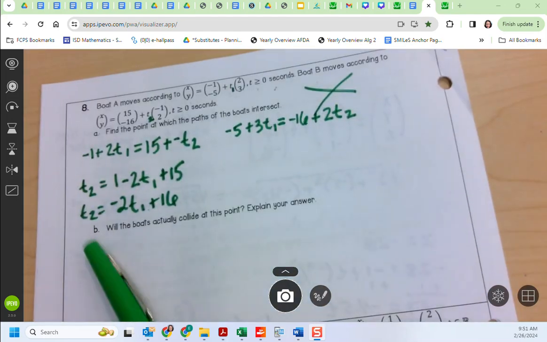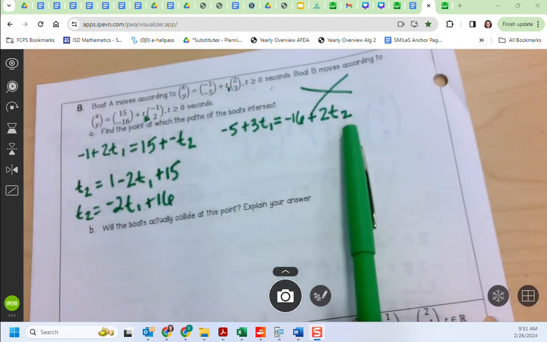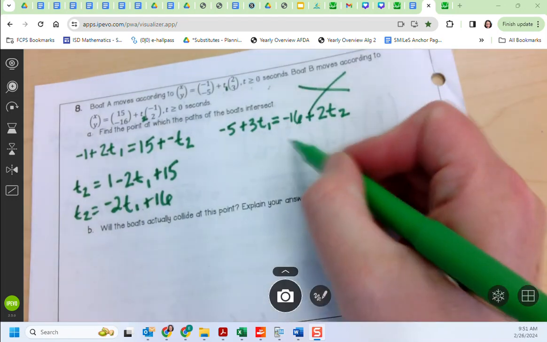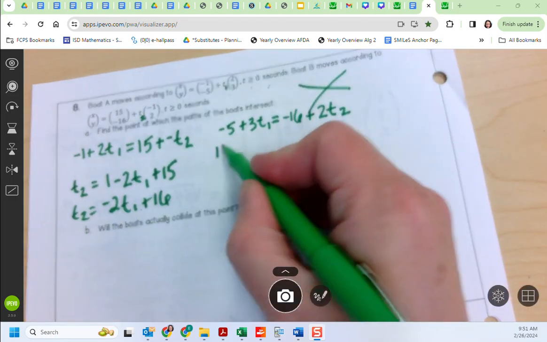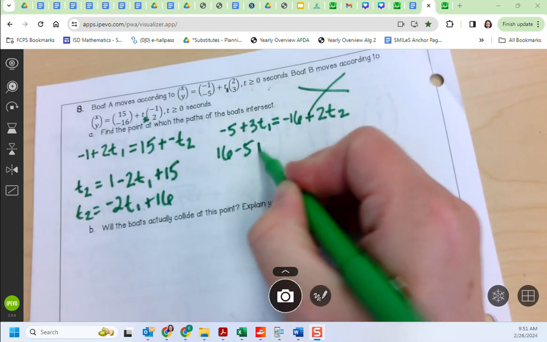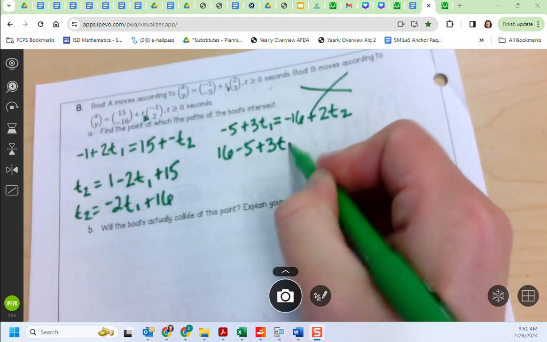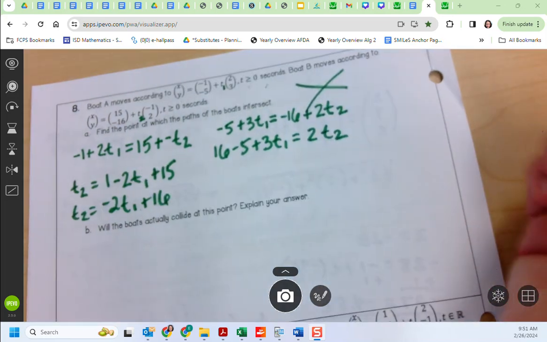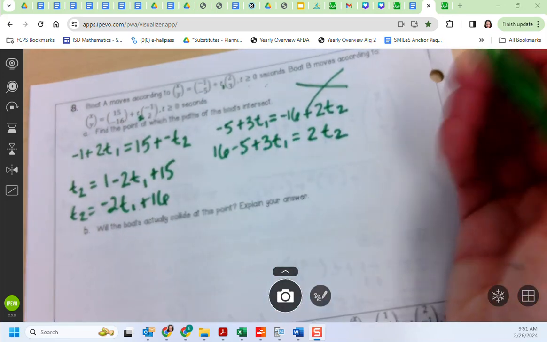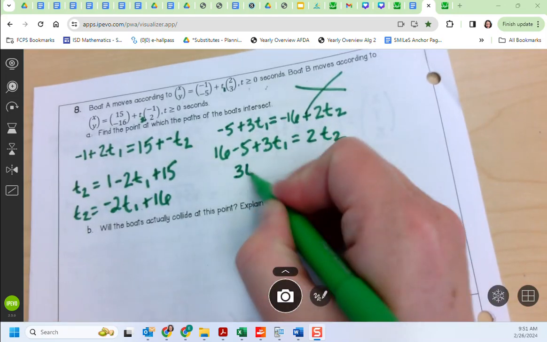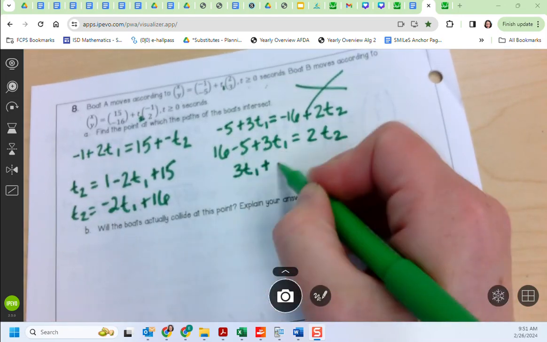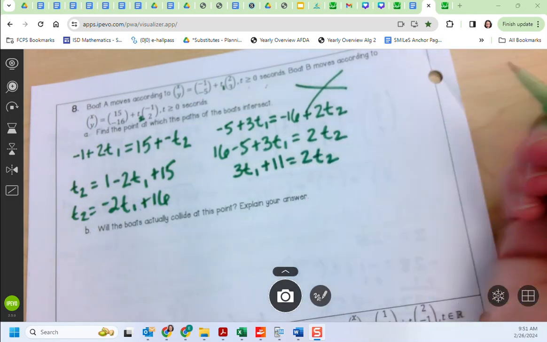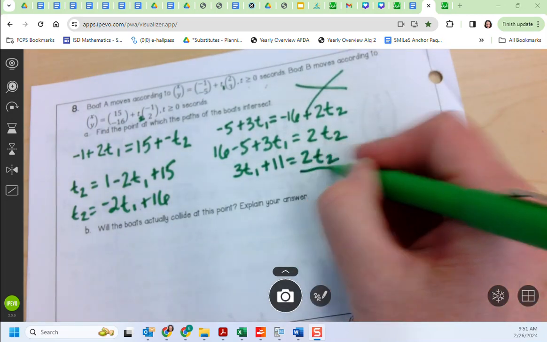And since I isolated t sub 2 here, I'm going to do the same thing here. I have to isolate the t sub 2. So I'll add the 16 to move it over here. And then I'll divide by 2. Well, I'll combine like terms and then I'll divide by 2. So I have 3 t sub 1 plus 11 equals 2t sub 2. And then divide by 2.